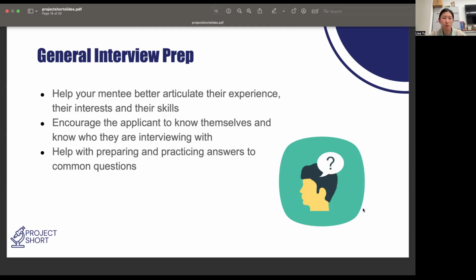And so throughout this process, you want to encourage the applicant to really get to know themselves. So things like know their own motivations, know why a particular program is interesting to them, and then also to know who they're interviewing with. So things about the program, the school, the professors, and more concretely, helping with preparing and practicing answers to common questions is a really straightforward way to help your mentees.